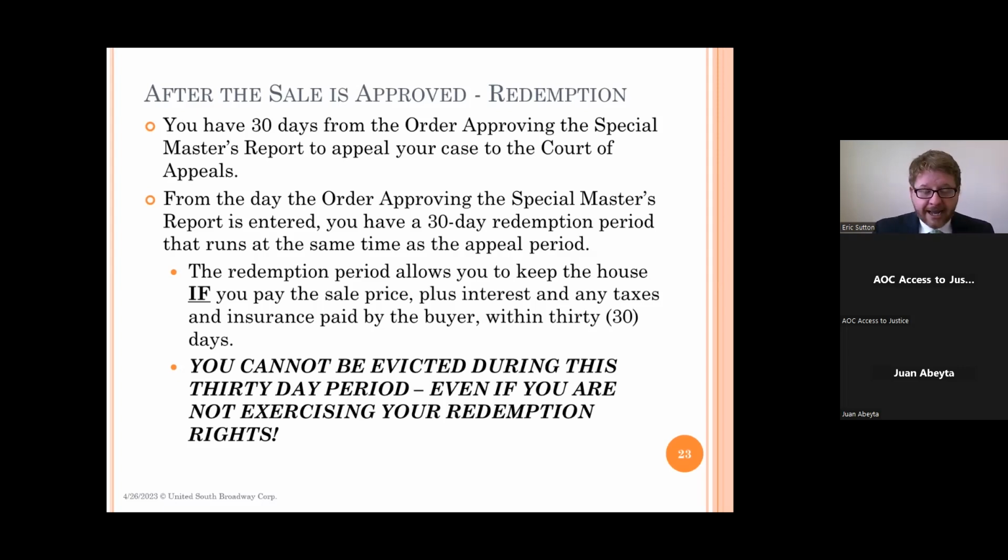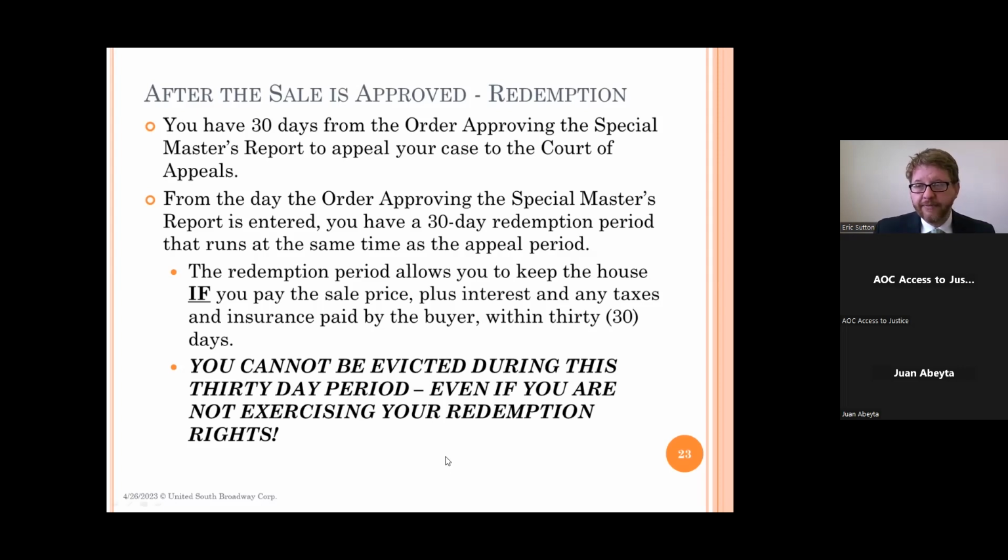You can ask the court for more time, but you have to show that you have the ability to redeem the property. And that means that you have to show that you have however much money was paid at the auction for the property, plus interest and any taxes and insurance paid by the buyer. You have to get that money to the buyer within 30 days. There's a whole process for that. Again, I do recommend seeking a lawyer for anything related to redemption or selling redemption rights, which is also something that borrowers sometimes do if they don't expect to stay in the house.